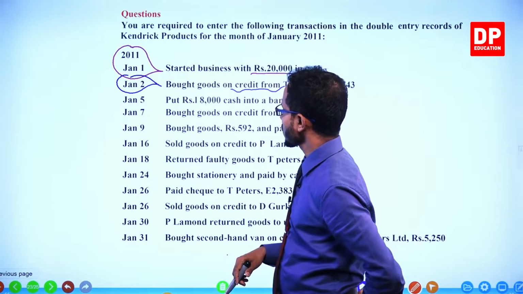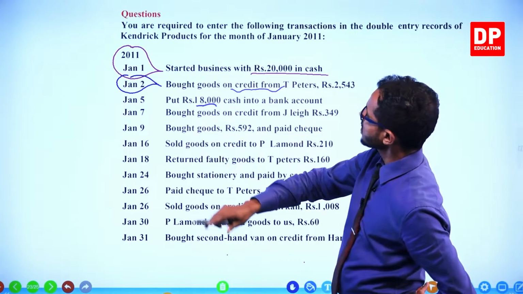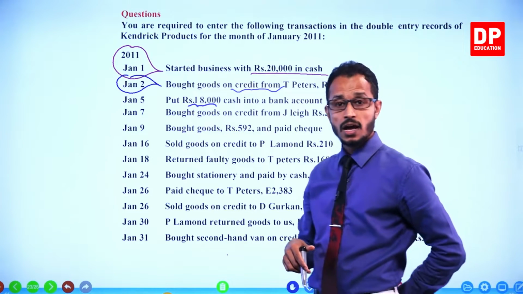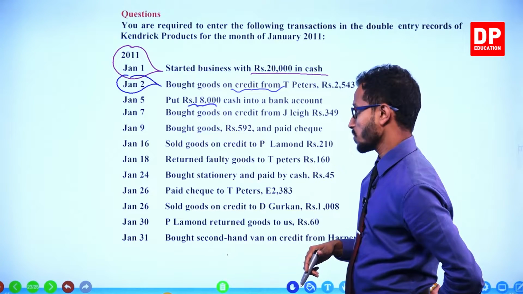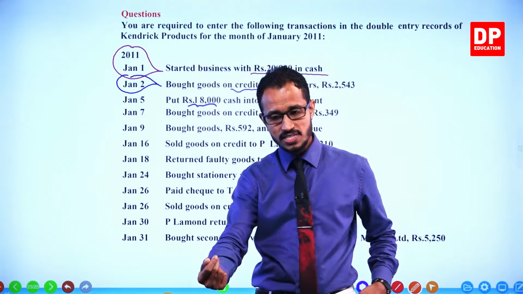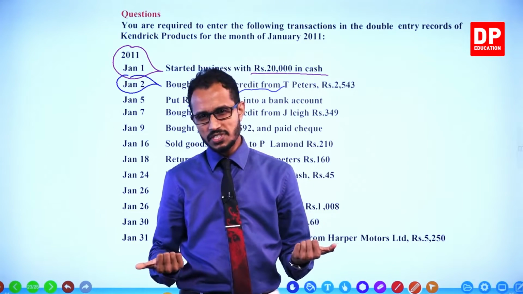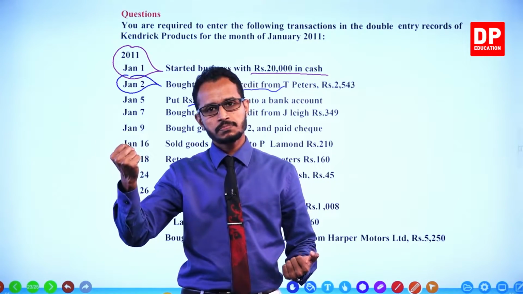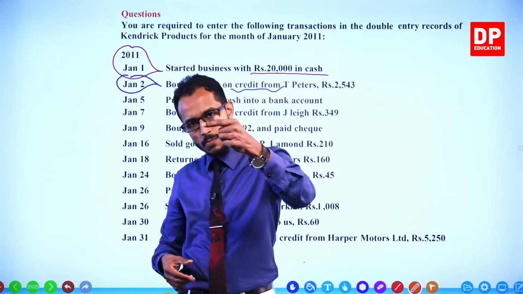Third transaction. Put rupees 1,800 or 18,000. That is 18,000. Put rupees 18,000 cash into a bank account. Okay. Taking cash from the business, taking cash from the business till. Now the till, the cash till, cash machine. Right? From that you take 18,000. Take that money out from the business. Put that money to a bank account.